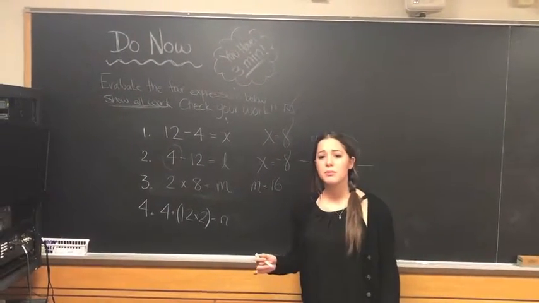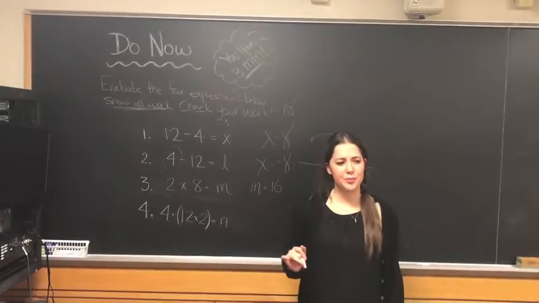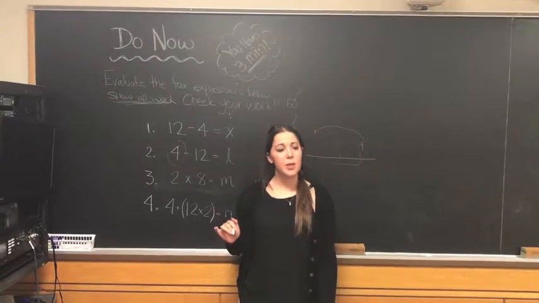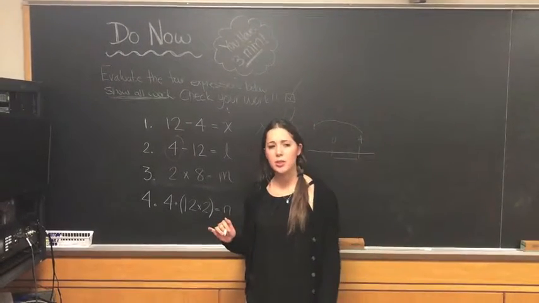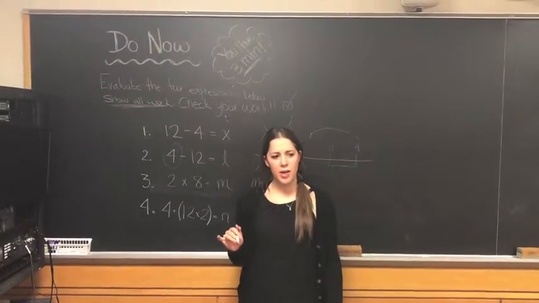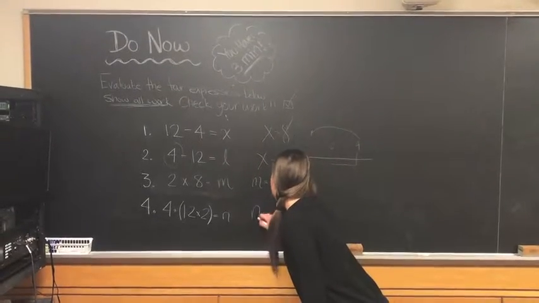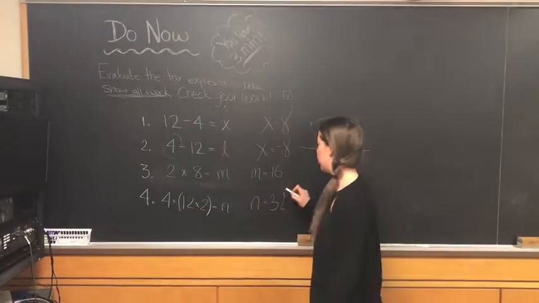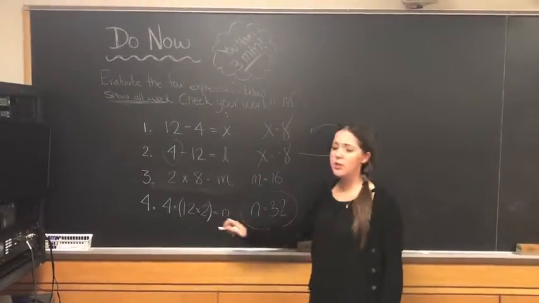Jesse? 32. Can I have a raise of hands? Who got 32? Okay, some of you. Did anyone get anything else? Okay, so we're going to write down that n equals 32. We're going to come back to this one later, all right? So everyone remember this, okay?